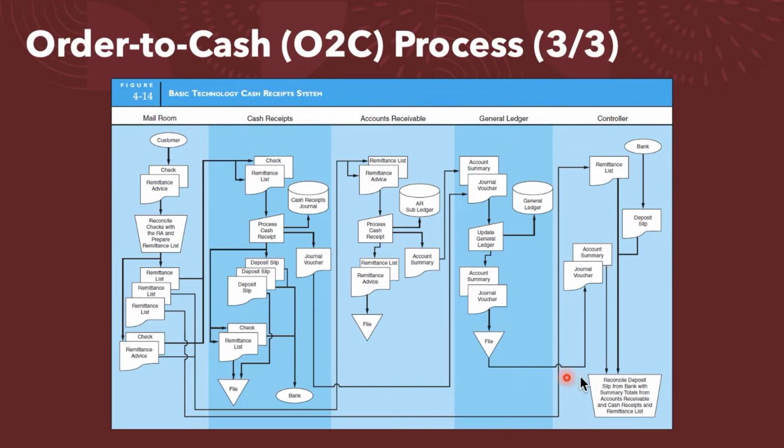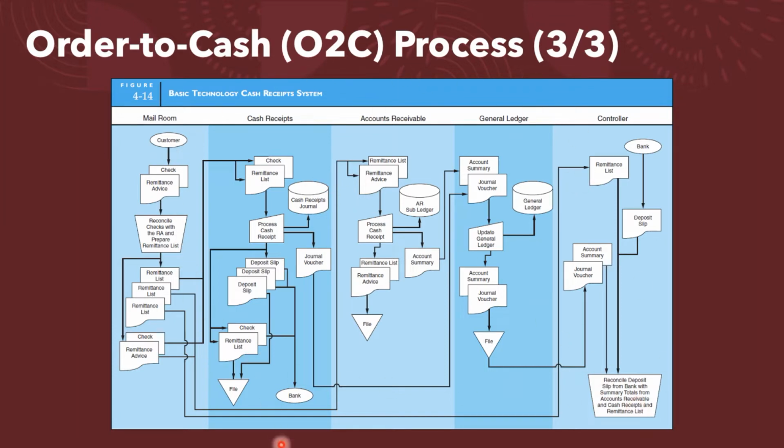So kasama si general ledger, gagamitin ni controller yung copy, and of course the validated deposit from the bank, and also together with the remittance list coming from the mailroom, magdi three-way matching siya to perform reconciliation of the deposit slip from the bank with the summary totals from the accounts receivable. So dito, coming from the cash receipts and from the remittance list given by the mailroom, kung pare-pareha sila, the controller will note no exception. Okay? So that is the cash receipt system.